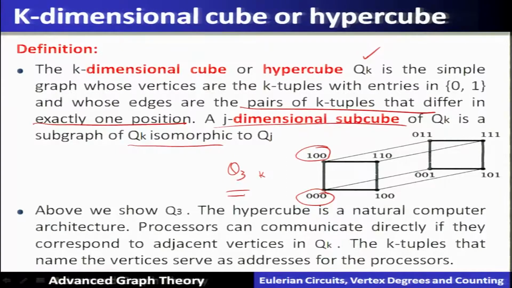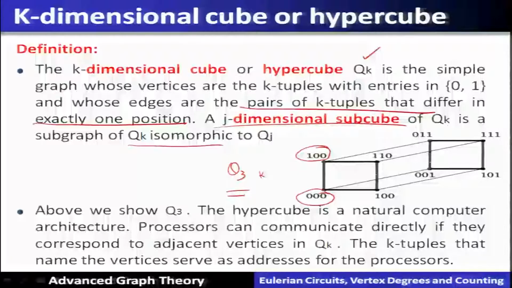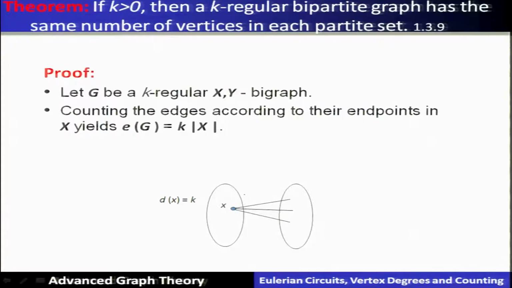So, the hypercube is a natural computer architecture. Processors can communicate directly if they correspond to adjacent vertices in Qk. So, the k-tuples that name the vertices serve as the addresses for the processors. Now, let us see the theorem, which is quite simple and can be proved in a very simple manner. Quickly we will see that.